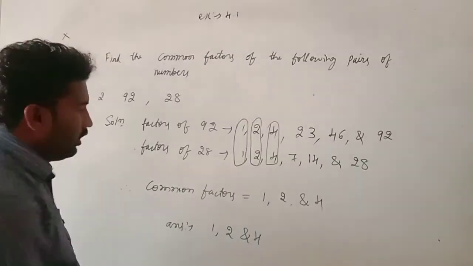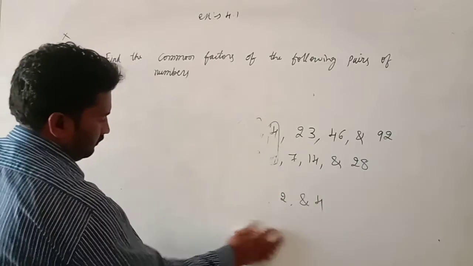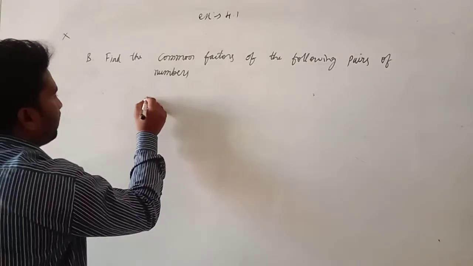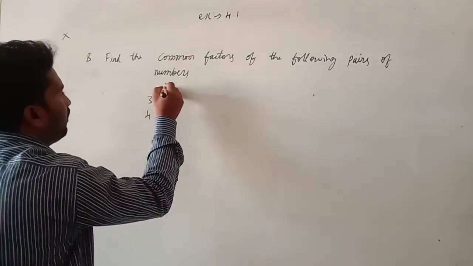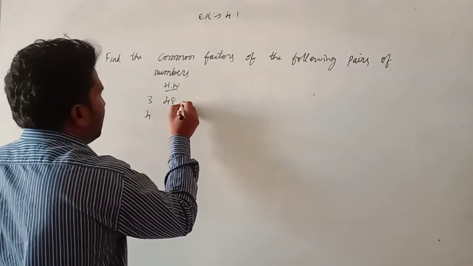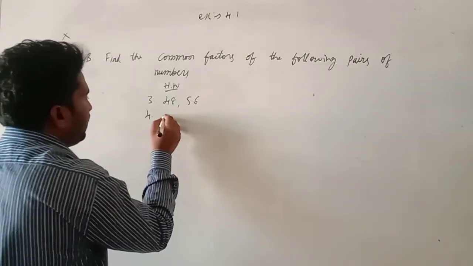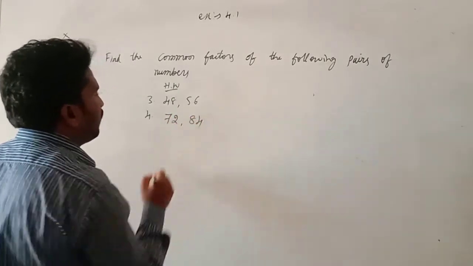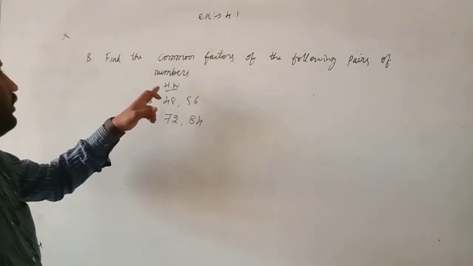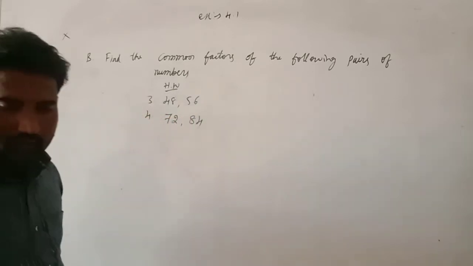Okay, the other two are for homework. The third one and the fourth one, these two are for homework: 48 and 56, second one 72 and 84. These two for homework. In this question, find the common factors of the following pairs of numbers, that is 48 and 56, 72 and 84.